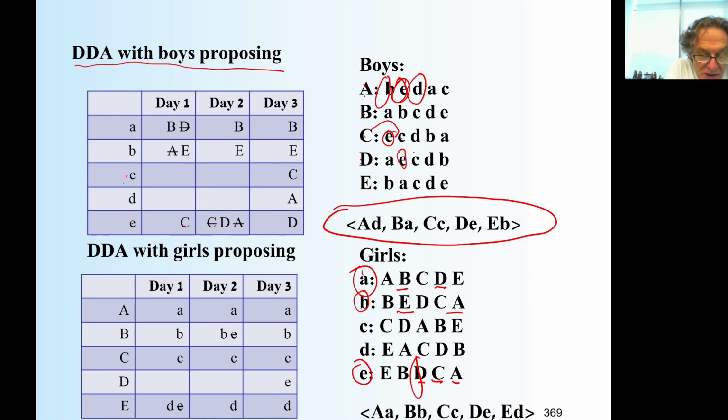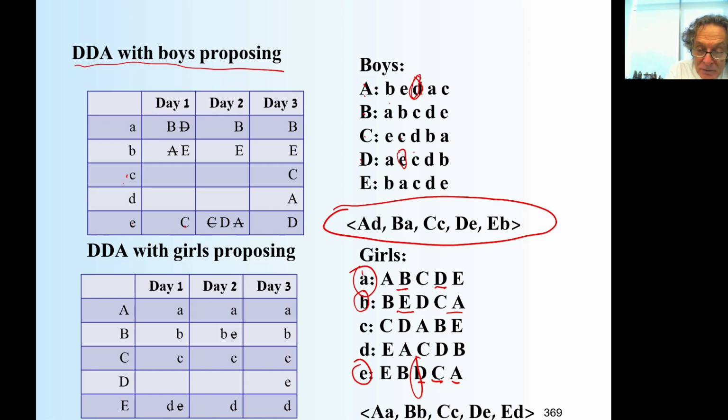Okay, now do the same thing where boys are waiting at home. And by the way, let's look at what's going on here. A got D, third on his list. It means that he cannot get B or E, because this is the best that he can get in any stable matching. That's what we proved before.